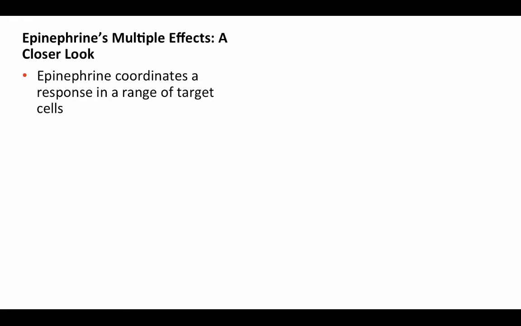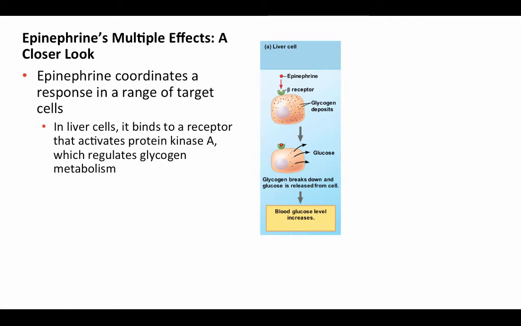So, as we just saw, epinephrine has different effects on different kinds of body tissue. So let's take a closer look at some of the ways that that happens. As we've seen, epinephrine coordinates a response in a range of different kinds of target cells. In the last web lecture, we saw that there are two classes of receptor for epinephrine, alpha and beta. In liver cells, it's going to bind to a beta receptor that's going to activate protein kinase A, which regulates glycogen metabolism. We've already looked at this pathway in detail, particularly in how that signal is amplified to create a lot of glucose to be released into the blood from the liver.